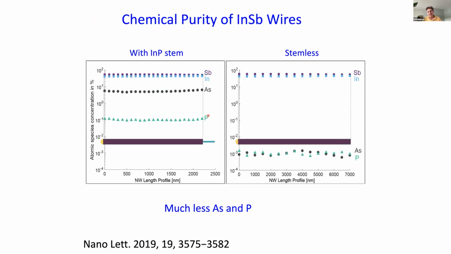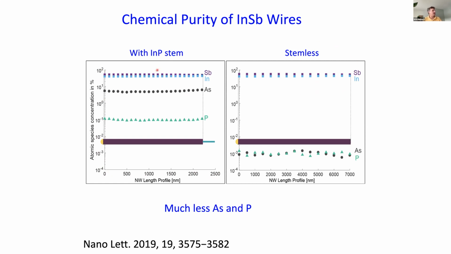And for this, we used atom probe tomography. So we peel off atom by atom, and then we use a mass spectrometer in which we can analyze the nature of these atoms that we have peeled off. So in these graphs, you can see the atomic concentration on the y-axis, on a log scale, versus the position in the wire. And we have studied this for these stemmed wires and for the stemless wires.